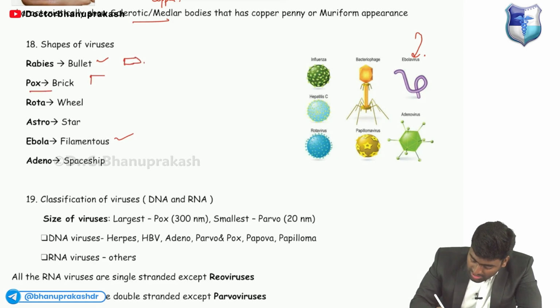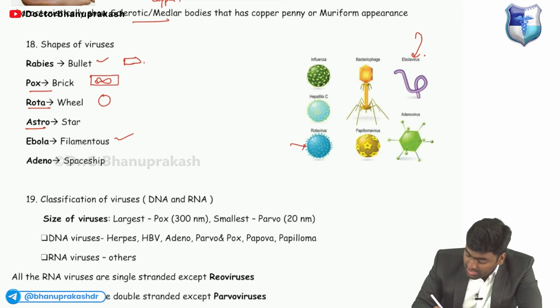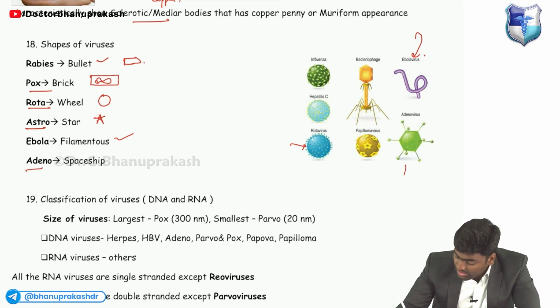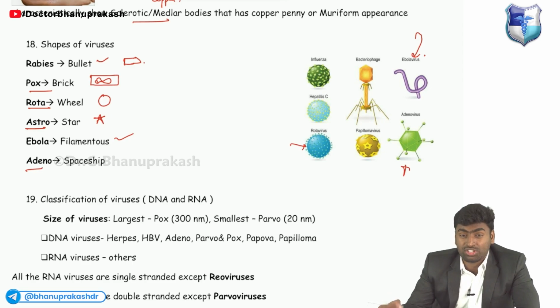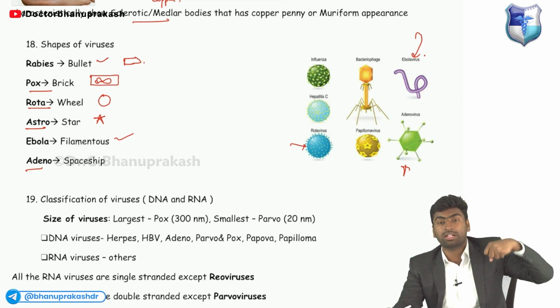Pox virus will be brick shaped with a dumbbell nucleus. And rota, it is wheel shaped, the rotating wheel. And astro, it is star shaped. Okay, star shaped. Adenovirus, if you see, it is a kind of box, and in a box what will you keep? You keep the dumbbells, remember.